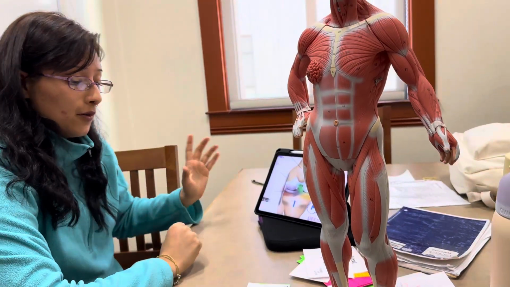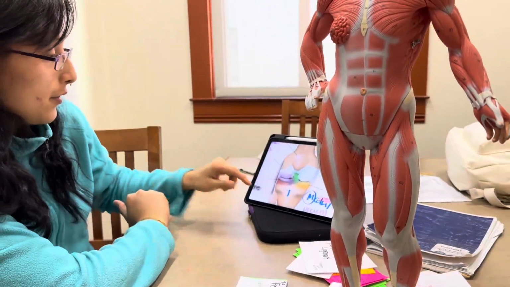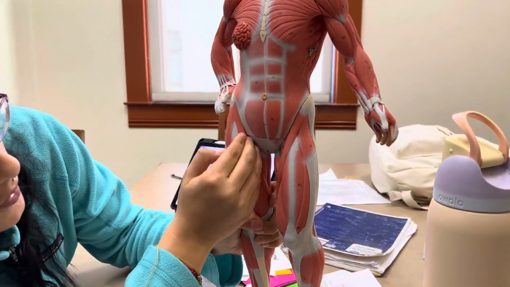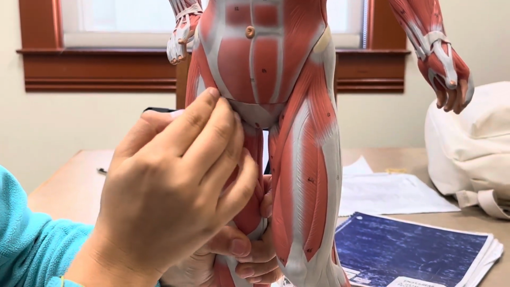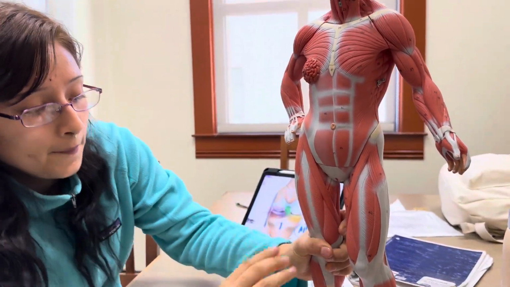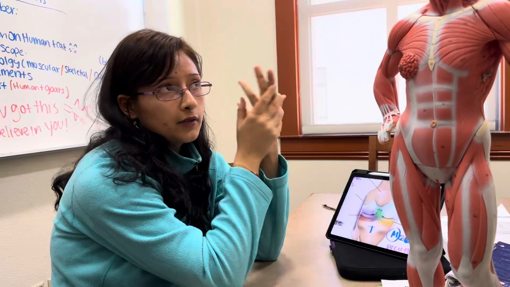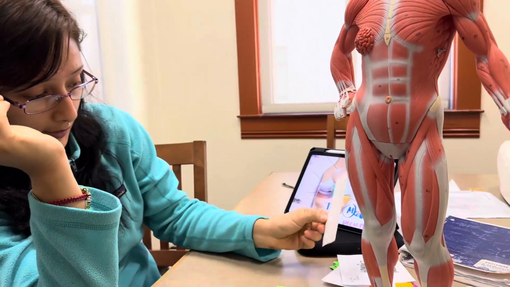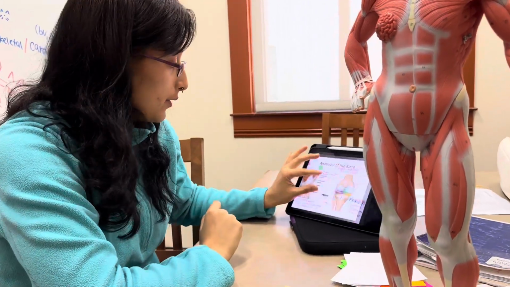Then we have the femoral artery, vein, and nerve. So basically, you can see it in the inguinal region, which is the groin region of the thigh, so technically this area. So usually the artery is red, the vein is blue, and the nerve is white or yellowish. Then we're going to talk about the ribs.